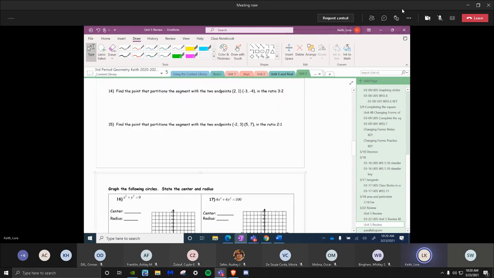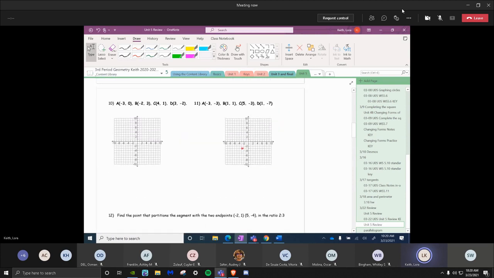We have 1, 1. We have 5, negative 3. And we have 1, negative 7. Okay, so just looking at it, what type of shape does that look like? Yeah, so it looks like a square. So let's go ahead and solve it and see if we actually have a square.